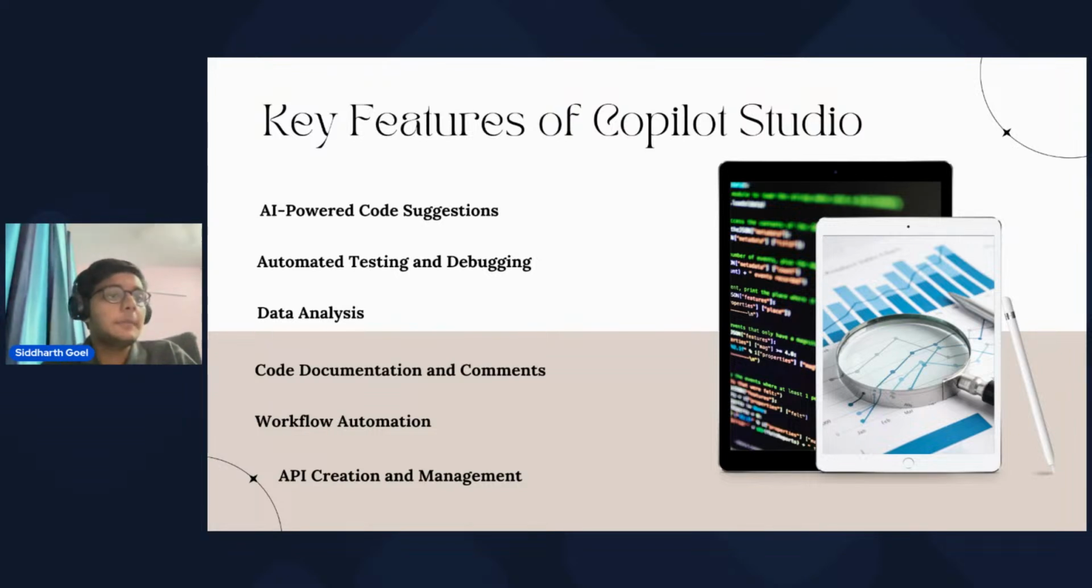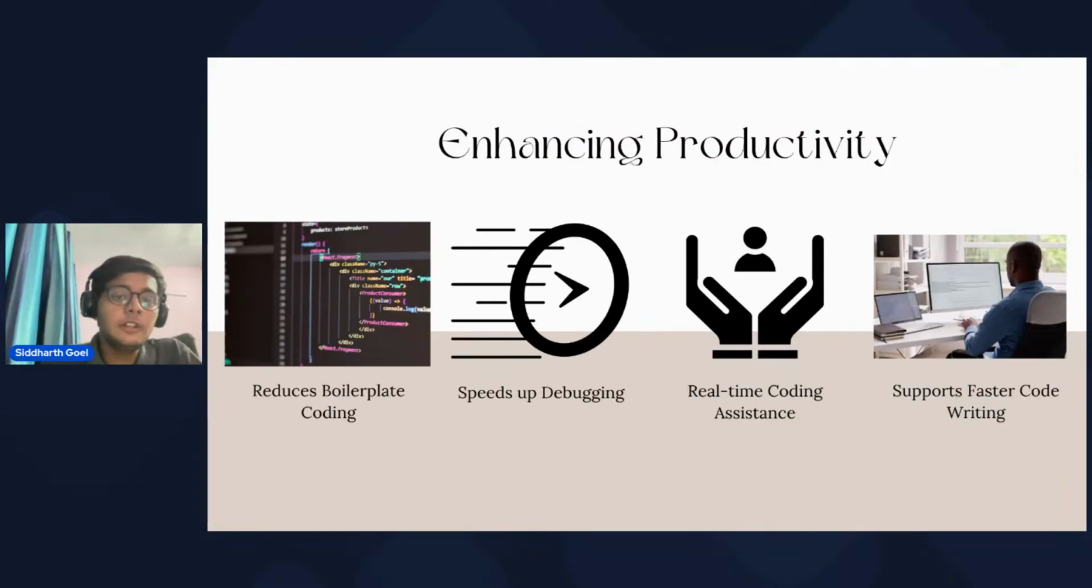The next point is API creation and management. So you are able to quickly build and test and manage APIs for your applications. And Copilot Studio simplifies the entire process, making it easier for the developers to make robust and scalable APIs. API creation is, you can say, a very common part of development, and having help from an external AI agent is very beneficial at this point. So these were some key features from Copilot Studio.